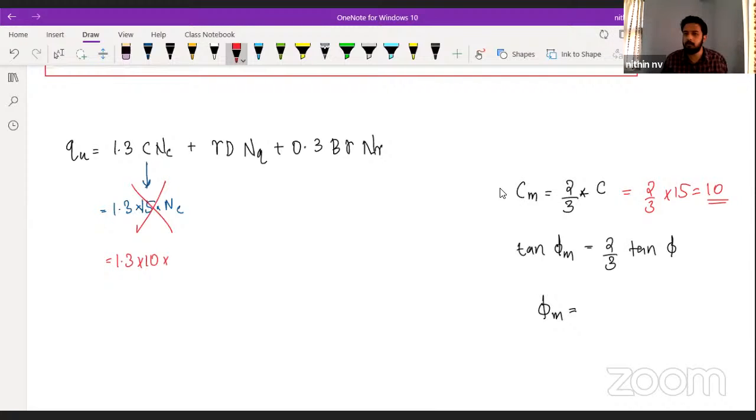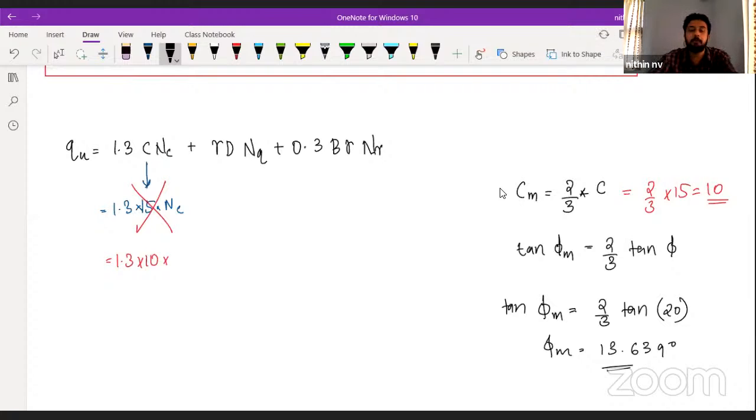Can you tell me how much is phi m? We don't want to substitute phi m here, but still, tan phi m will be equal to 2 by 3 tan 20 degree. Tan 20 into 2 by 3, you are going to get 0.242 something. So phi m will be tan inverse of that. Now tell me how much will be phi m. 13.639 degree.